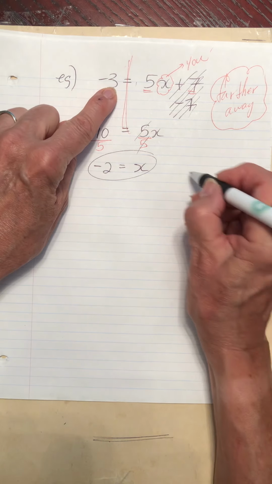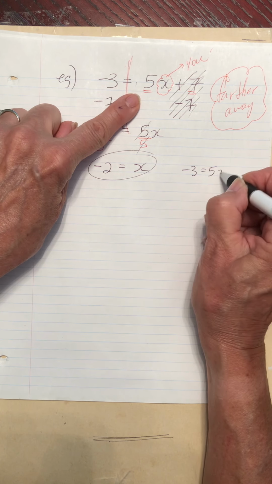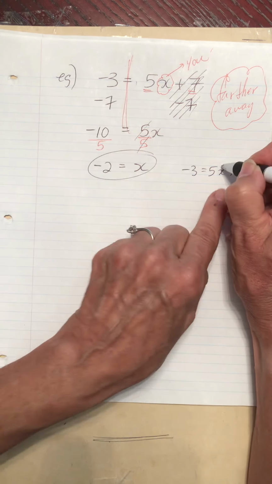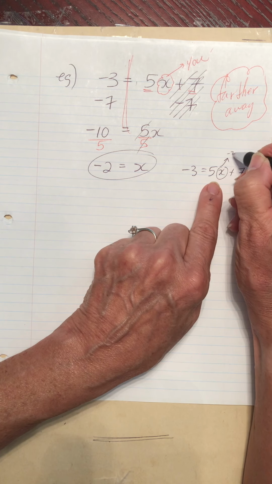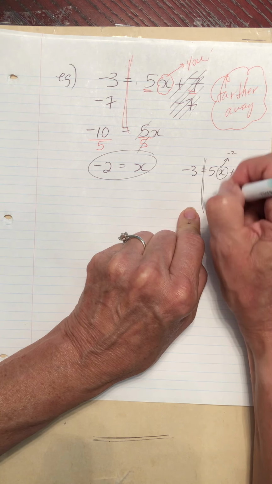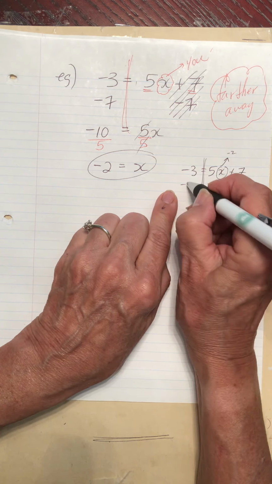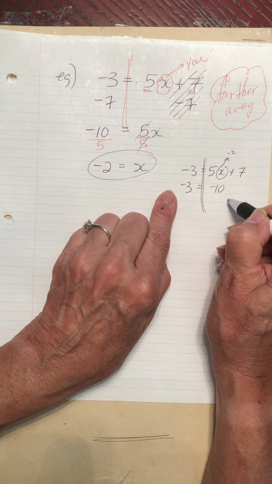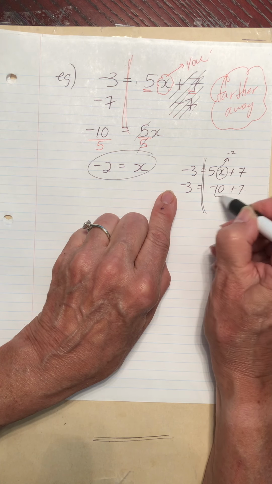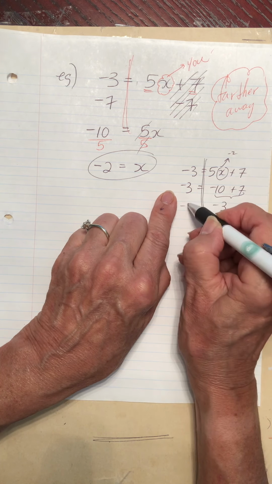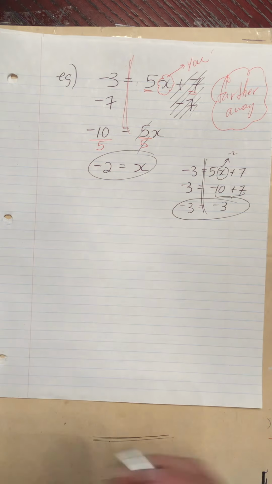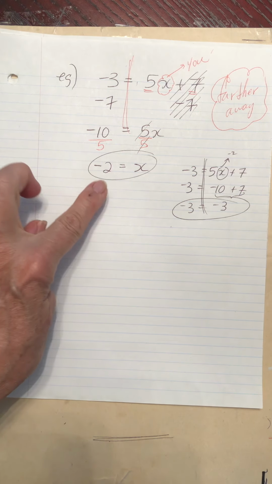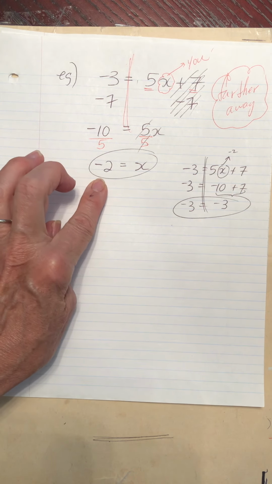A check would be very easy. Here's what we started with, but now we're going to throw in a negative 2 and see if we get a true statement. This side is negative 3. 5 times negative 2 is negative 10, plus the 7. This side is negative 3, and that side is negative 3. You ended up with a true statement, so now you know your solution was correct.